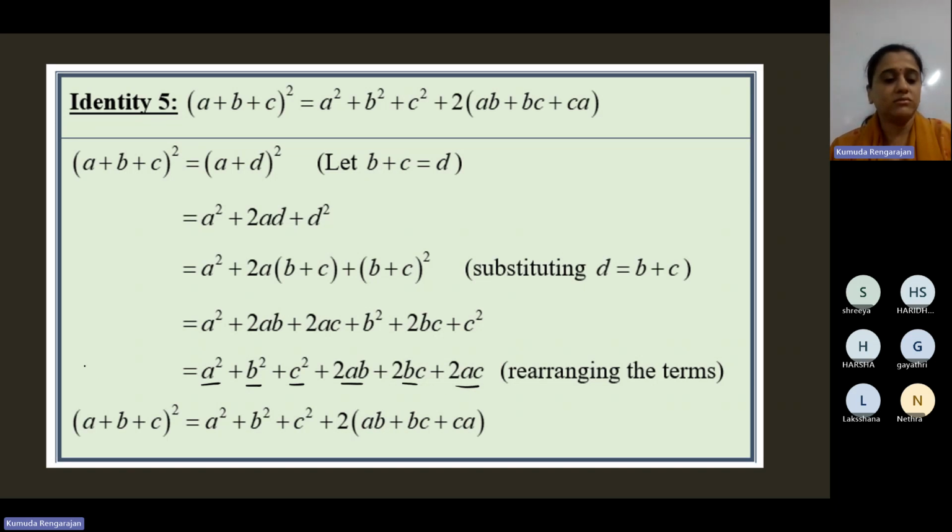So you can also remember the identity like this. a plus b plus c the whole square is equal to a squared plus b squared plus c squared plus 2ab plus 2bc plus 2ca. You can also remember it like this: when you take out 2 common between the last 3 terms, it is a square plus b square plus c square plus 2 into ab plus bc plus ac. Right?